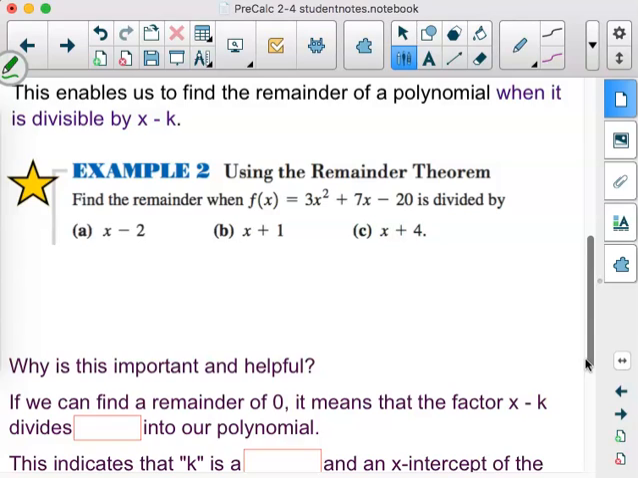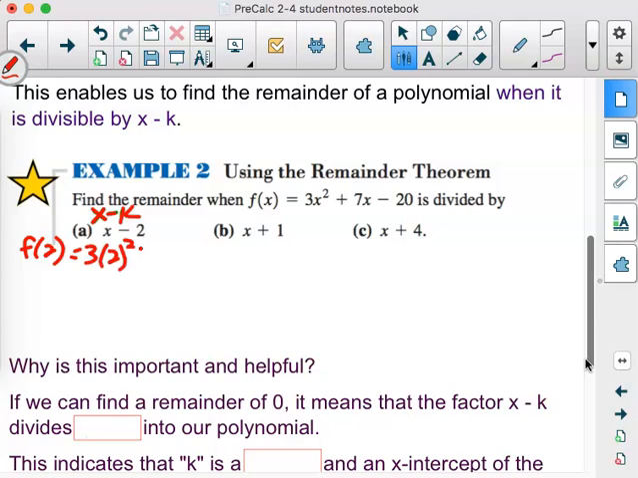Find the remainder when f of x equals 3x squared plus 7x minus 20 is divided by these. First thing I was thinking was I can't use green. I have to remember that x minus k is how these are written. So what they're saying is if this is just the remainder that we want, all I need to know is what's going to happen if I put a 2 in here.